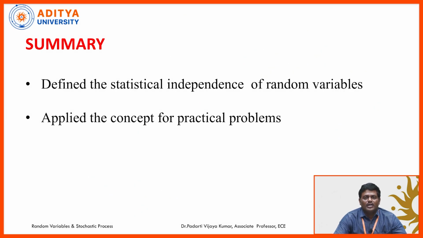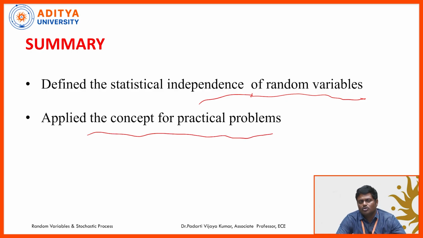In this session, we have defined what is meant by statistical independence for random variables. We first started with events, statistical independence of events. We extended the formula to random variables, and we derived the conditions for the distribution function and density function. Based on the conditions, we applied the concepts to solving practical problems. In the practical problems, we saw how to verify the statistical independence of random variables when the density function or distribution function is given. In the next session, we will expand on this. Thank you.